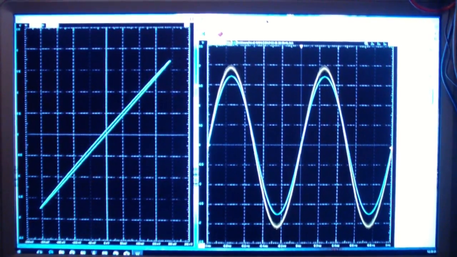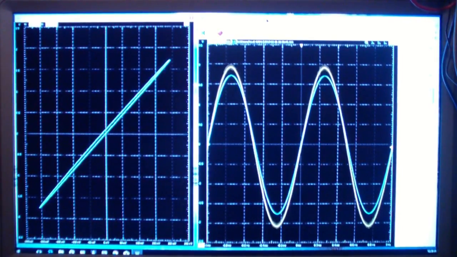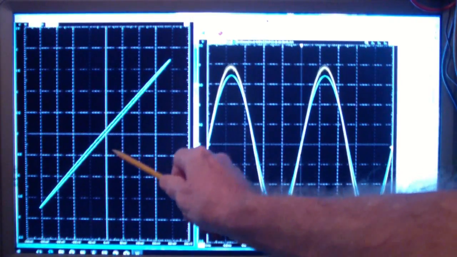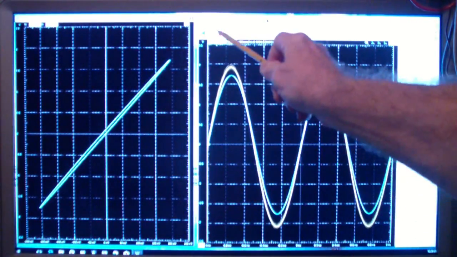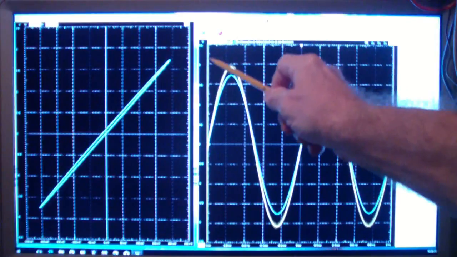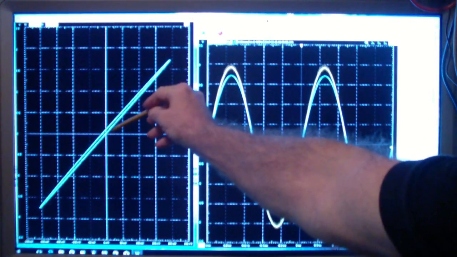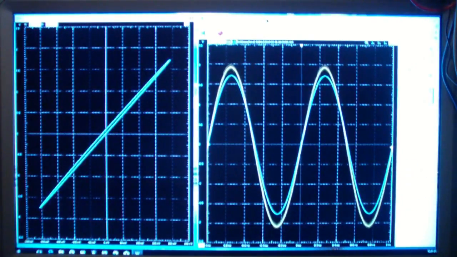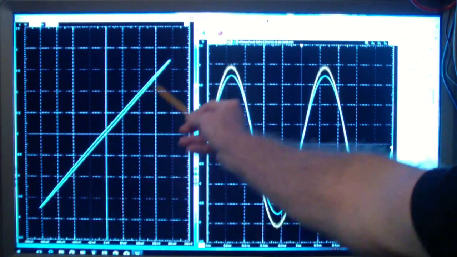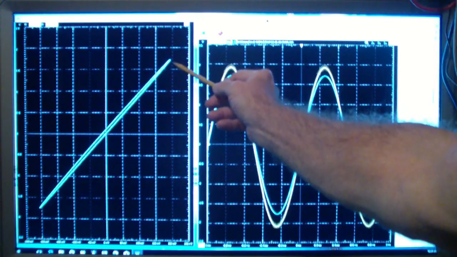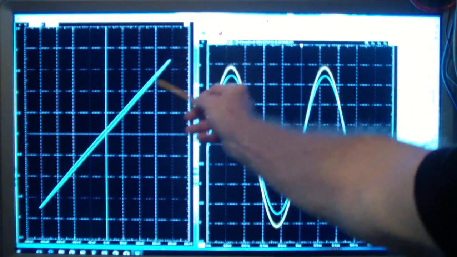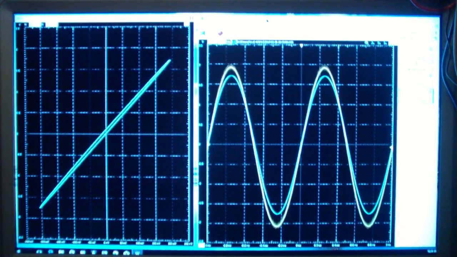On the left is an XY display of these same two waveforms. And you see that the XY is relatively linear. Now, don't pay too much attention to the fact that the two waveforms aren't right on top of one another. That has to do with the fact that when it traces in one direction, it is slightly offset from when it traces in the other. In other words, it's more of an artifact of what we're doing here.